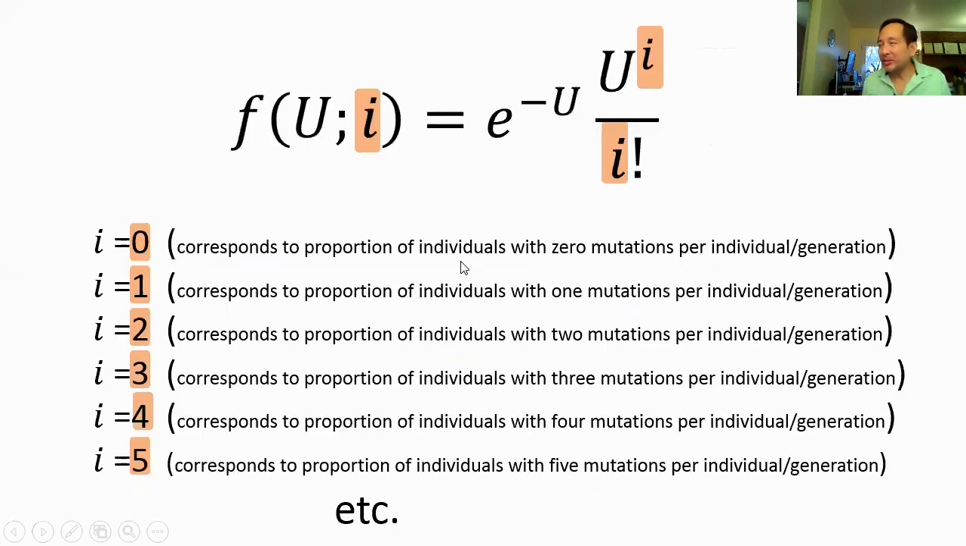So just for those not familiar with the Poisson distribution, when we say I, it corresponds to the proportion of individuals with 0 mutations per individual per generation. So if I is equal to 0, it's 0 mutations per individual per generation. I equals 1 corresponds to 1 mutation, and so forth.